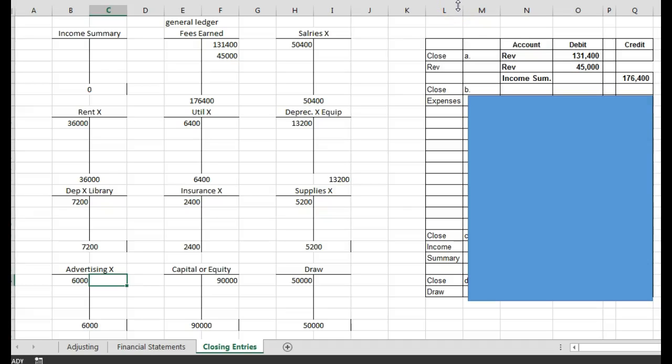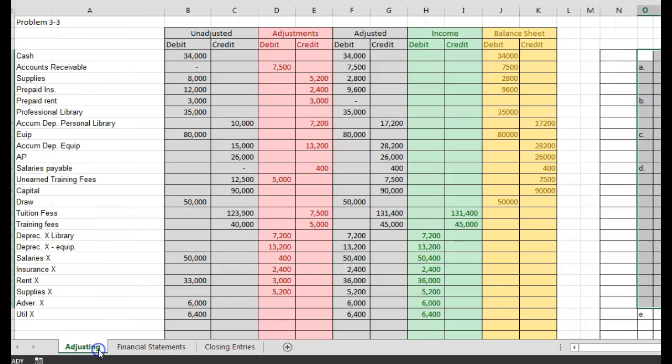Let's go over closings because I see a lot of confusion out there in the questions I'm getting. This is problem 3.3. That is the homework problem for chapter 3. And I think everybody has the adjusting fairly well down. You made the adjustments from the scenarios given. You've adjusted the trial balance for those adjustments.